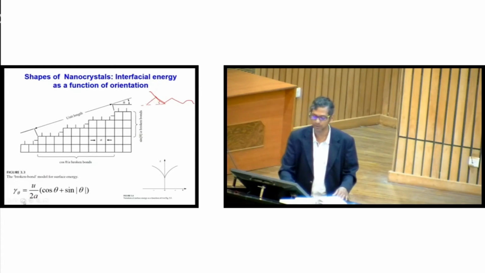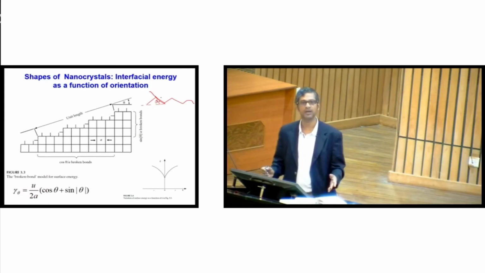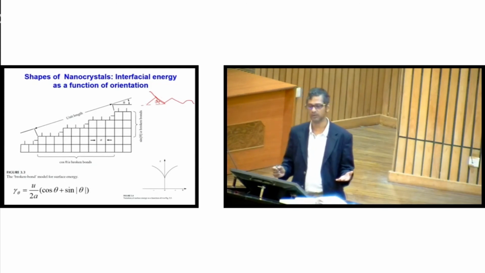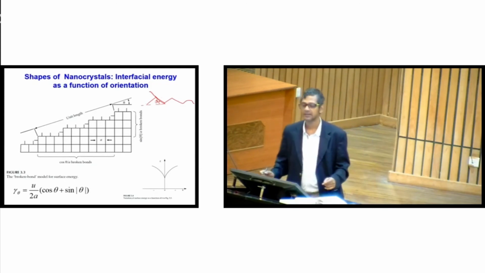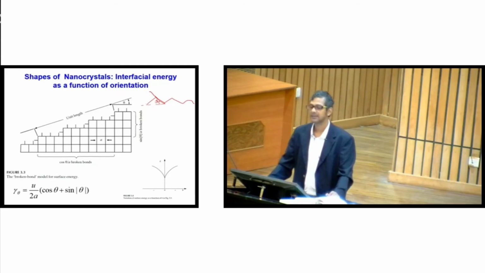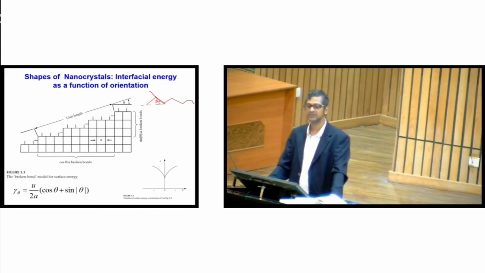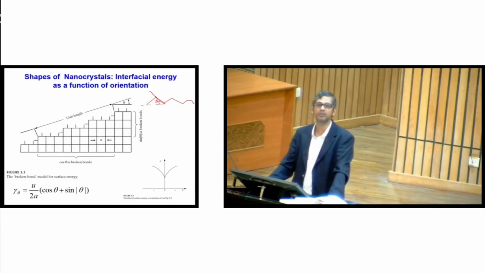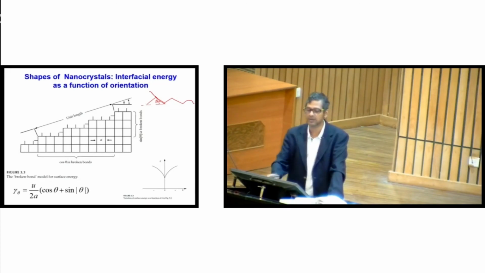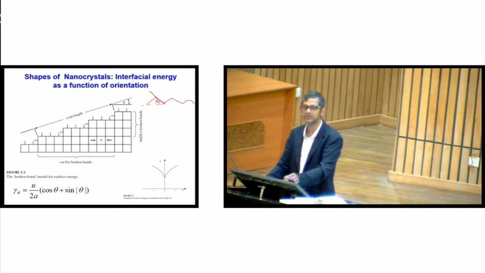Theta is with respect to one of the closest black planes. Closest black plane can be 1 1 1, 1 1 bar 1, so many planes are there, of the 1 1 1 type, right? So now if you want to measure the surface energy of this two-dimensional plane, what you need to know is the number of broken bonds. So what is the number of broken bonds on the horizontal thing? That's cos theta by a, where a is the spacing between the two planes.